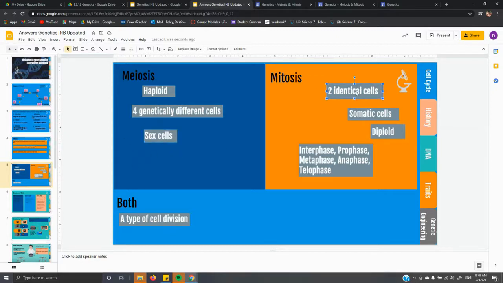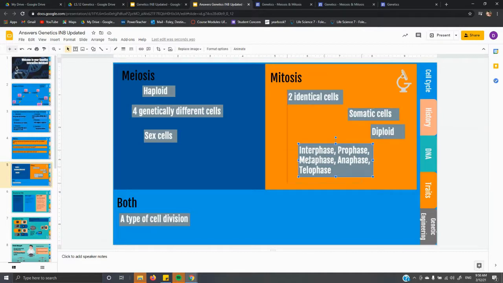Mitosis, at the end of mitosis, you get 2 identical cells. You get 2 identical sister cells. The body cells are called somatic cells. You need to know that. Somatic just means body cells. Diploid, mitosis makes diploid cells. That just means that they have the amount of chromosomes that you need. So our cells are diploid.